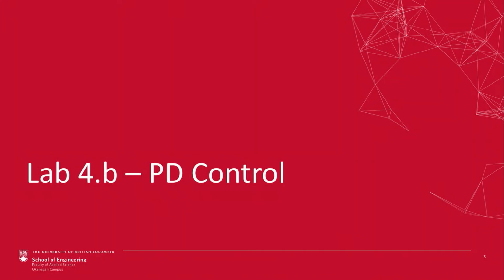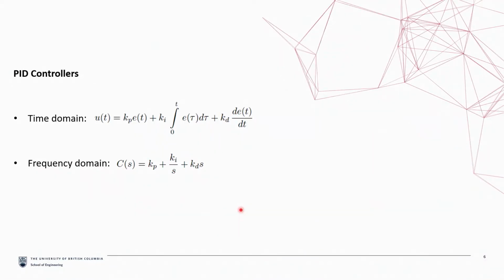Next up is the proportional derivative control of angular position of the cube servo. PID, or proportional integral derivative controllers, are perhaps the most common control design used for linear systems and are adopted across a wide range of applications. In the time domain, the PID controller has this form, where Kp, Ki, and Kd are all non-negative gains and denote the coefficients for the proportional, integral, and derivative terms respectively.